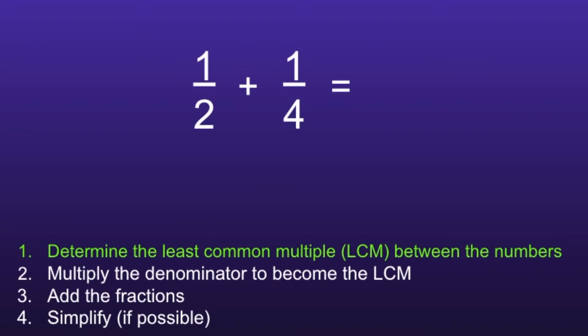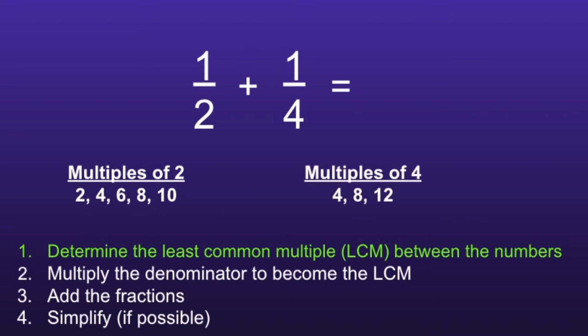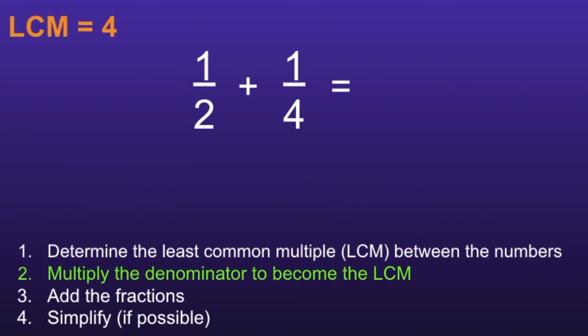In order to find the LCM, we will have to list out the multiples of 2 and 4. The multiples of 2 are 2, 4, 6, 8, 10, and we could continue on. The multiples of 4 are 4, 8, 12, and we could continue on as well. The reason I did not continue on is because I can already see that the LCM will be 4. Step 2. Multiply the denominator to become the LCM.